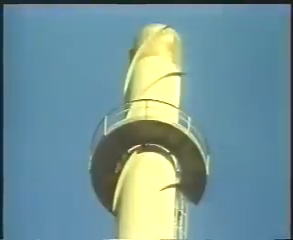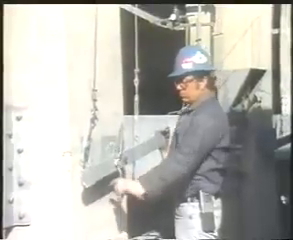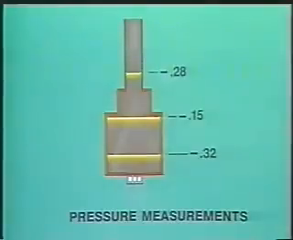Another important variable that must be monitored and controlled is the furnace draft. The draft is controlled by adjusting the stack damper to maintain a slight negative pressure inside the furnace. Measurements are usually taken at 3 points in the furnace to monitor the draft. The indication of draft is a negative pressure reading at each of these points.